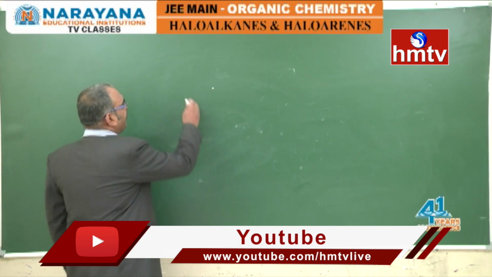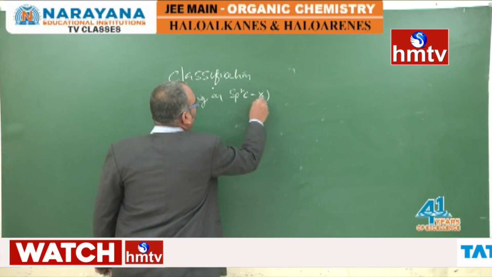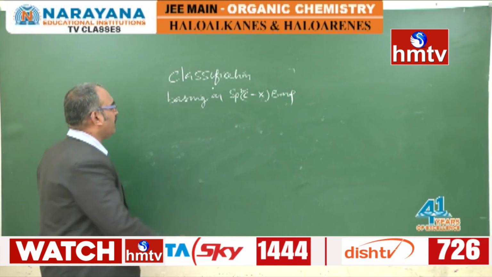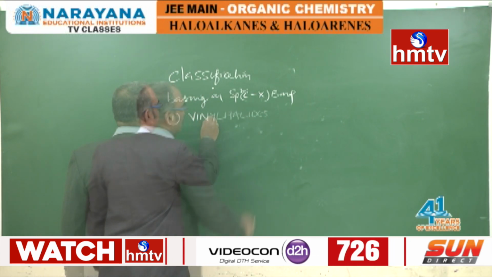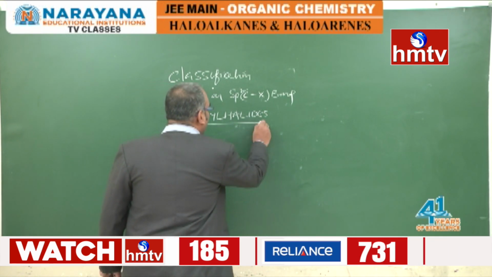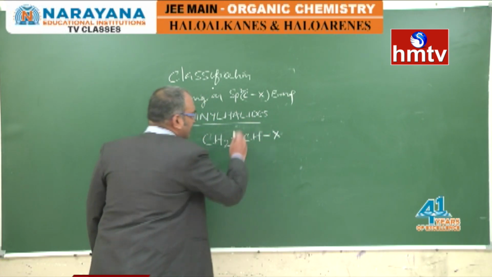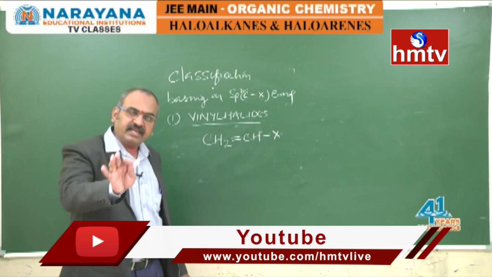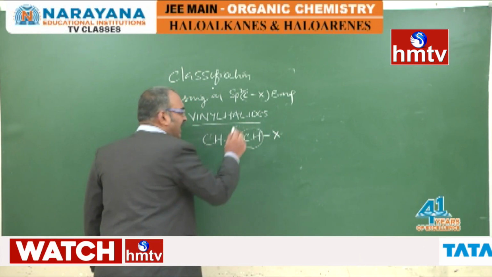Let us see classification based on the sp2 C-X bond. Here the halogen atom is attached to an sp2 carbon atom. In that, the first thing is vinyl halides. In vinyl halides, the halogen atom is attached to vinylic carbon, that is CH2=CHX. What is vinylic carbon? A double bonded carbon is called vinylic carbon. This is the vinylic carbon to which the halogen is attached.